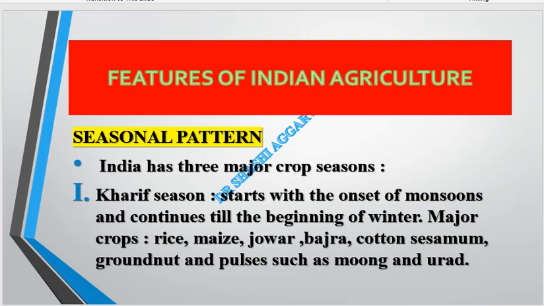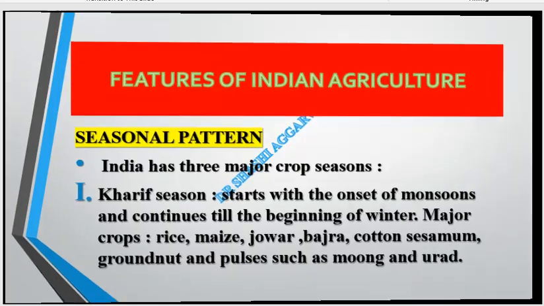Indian agriculture is seasonal, meaning it depends upon season. We have three major crop seasons. Kharif season starts with the onset of monsoon and continues till the beginning of winter. Major crops are rice, maize, jowar, bajra, cotton, sesamum, groundnut, and pulses such as mung and urad.